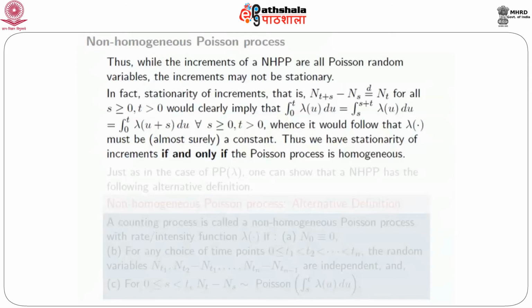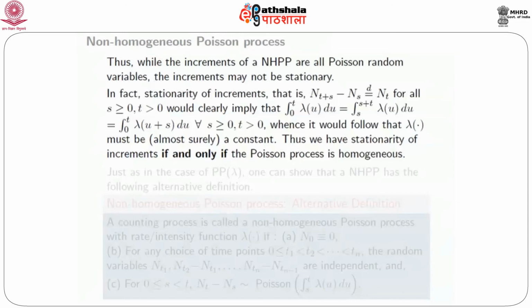In fact, stationarity of the increments, that is N(t+s) minus N(s) is the same as N(t) in distribution for all s greater than or equal to 0, t greater than 0, would clearly imply that if you compare the parameters of N(t+s) minus N(s) and of N(t), equality must hold for the integral from 0 to t of lambda u du and the integral from s to s plus t of lambda u du. By a change of variable, the second integral can be converted into an integral from 0 to t of lambda(u+s) du, and this should be true for all s greater than or equal to 0, all t greater than 0.